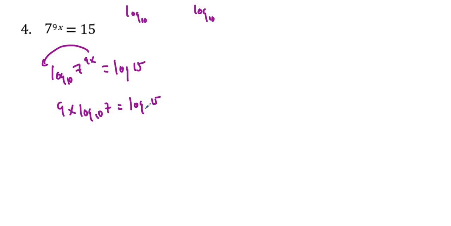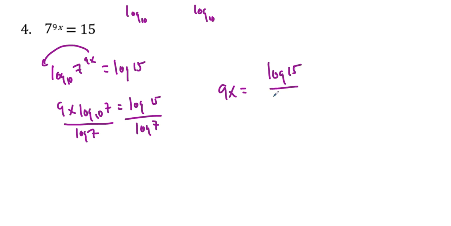All right? Now the next thing I'm going to do is divide by log base 10 of 7. I'm just going to use the algebra. I'm going to divide this by log 7 and divide this by log 7. Okay, so that leaves me with 9x is equal to log 15 over log 7.